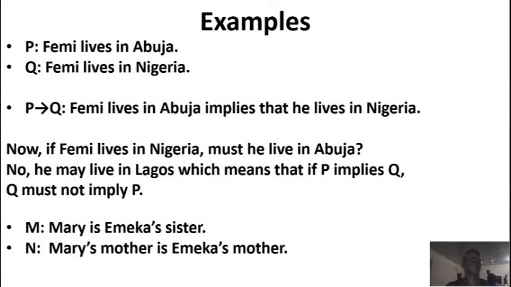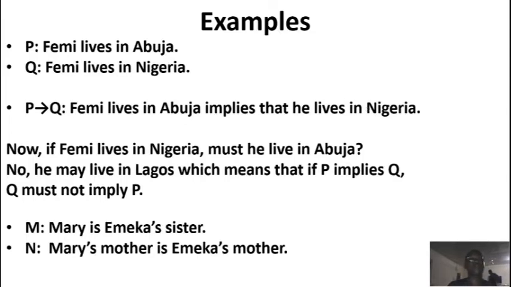So we carry on, by examples. Let P represent that Femi lives in Abuja, and Q represent that Femi lives in Nigeria. P implies Q means Femi lives in Abuja implies that Femi lives in Nigeria, because it is only in Nigeria that you can get Abuja. So if Femi lives in Abuja, it implies that he lives in Nigeria.